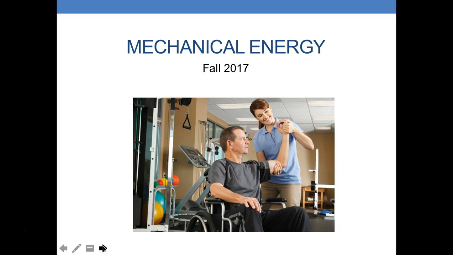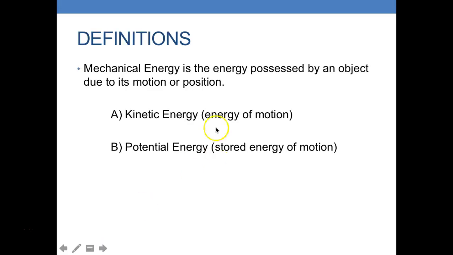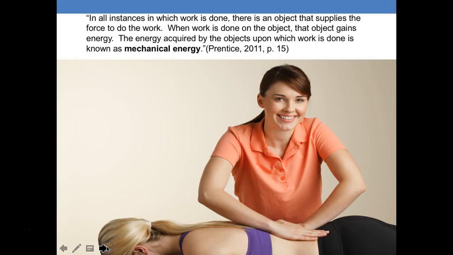Mechanical energy. So with soft tissue mobilization, we know that we're creating energy through the use of our hands into the soft tissue. Here's our definition: it is the energy possessed by an object due to its motion or position. So we know with kinetic energy, that's that energy of motion. And then the potential energy is that energy that is stored.